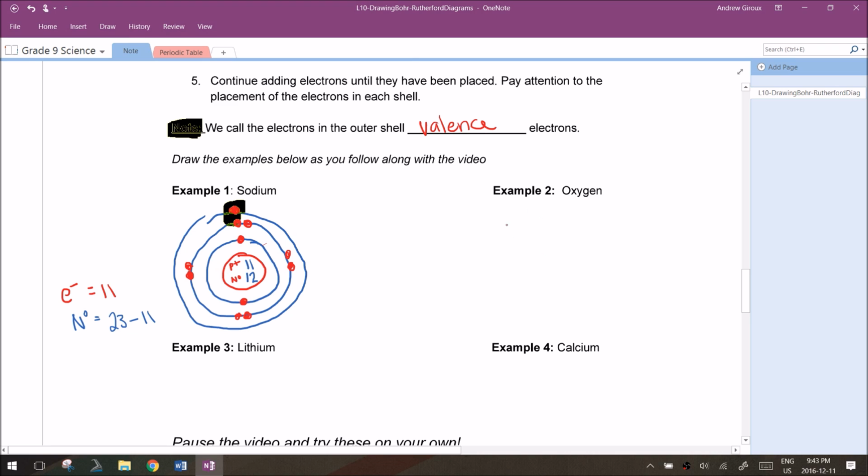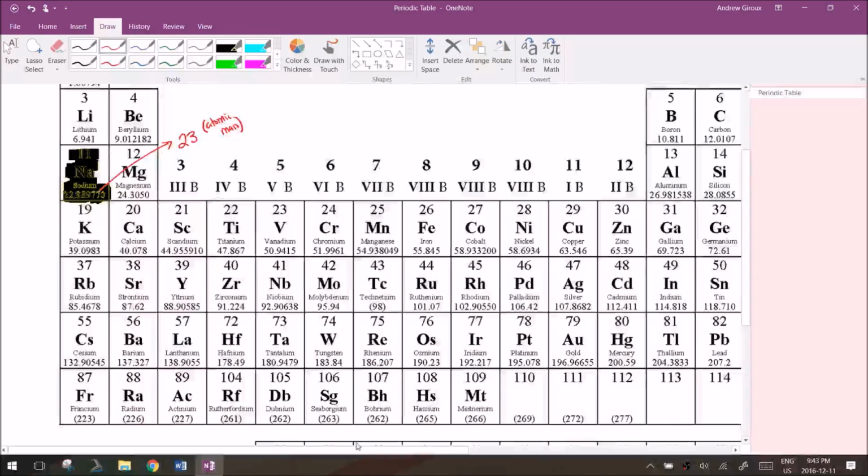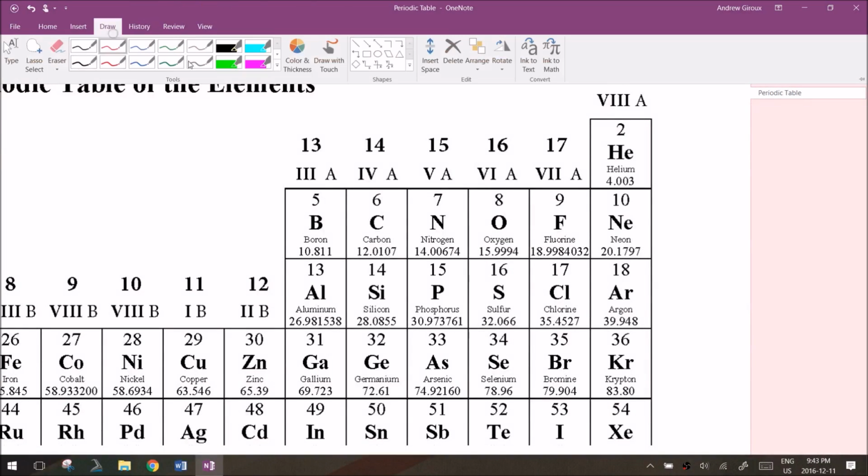Let's move on to oxygen. Sometimes when I start these, what I'll always do up here is put electrons, neutrons, protons. So before I start, I'm always figuring these things out. It just says oxygen, so we have to go over to the periodic table and find out where oxygen would be. If I look, oxygen is over on this side of my periodic table.